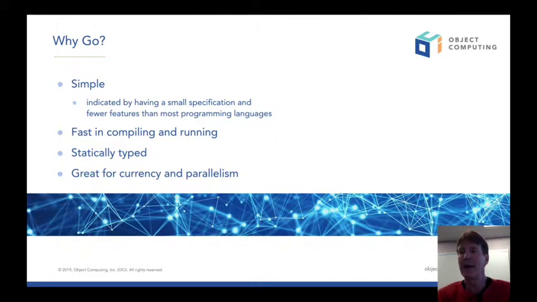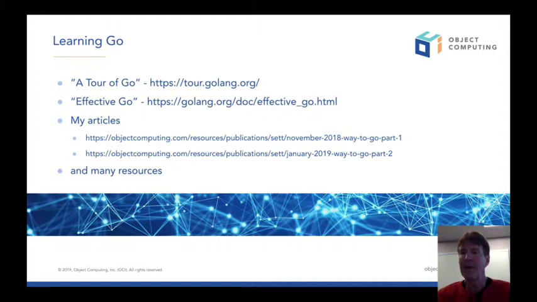The Go programming language is simple compared to many other languages that have much larger specifications and support many more features. The Go compiler is very fast, and Go programs have good performance compared to other languages. Go is a statically typed language which helps in finding many code issues at compile time. Go is also a great language for applications that require concurrency or parallelism. There are many free resources available for learning Go.